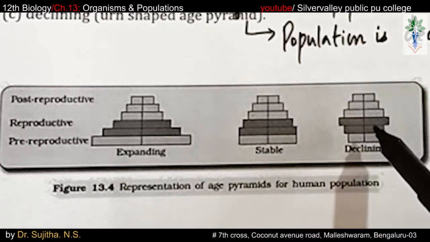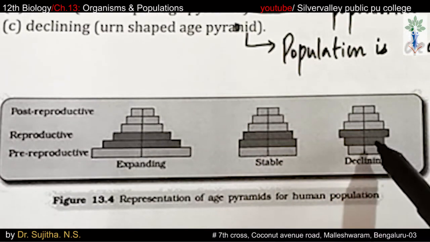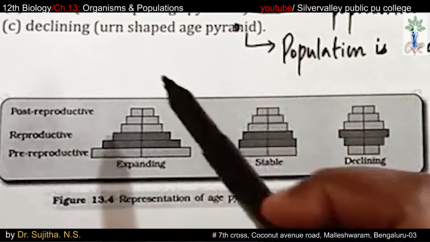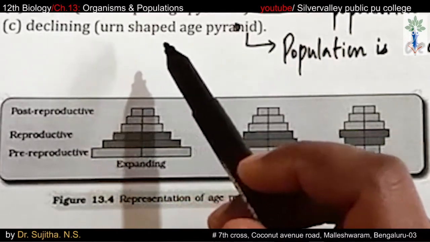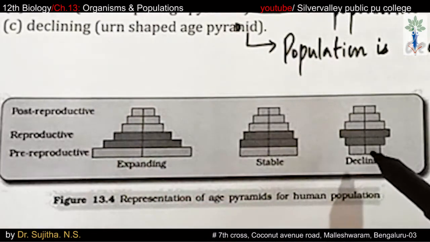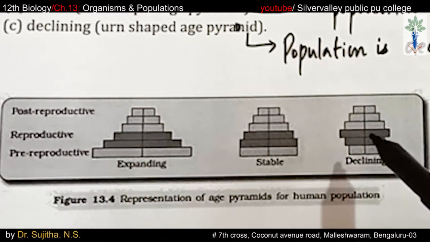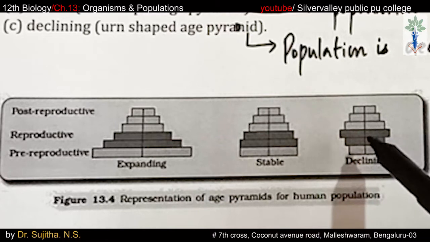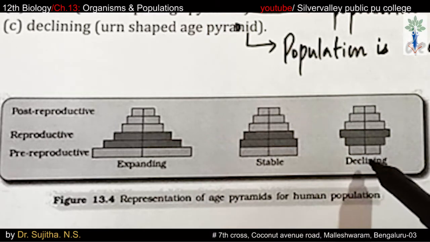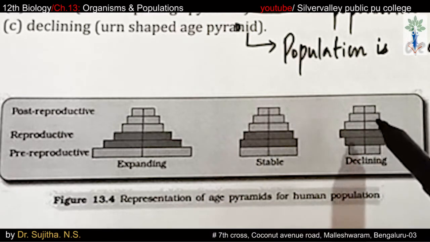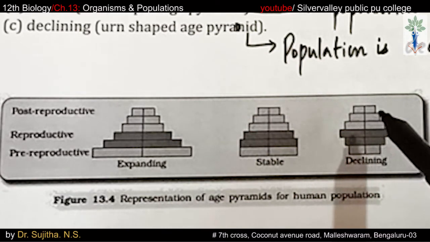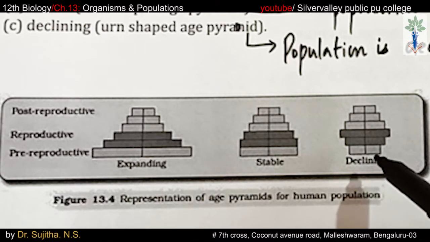The third one is the declining population, also called the urn-shaped age pyramid. Urn-shaped is also called vase-shaped age pyramid. Here the reproductive age group is higher when compared to the pre-reproductive age group, and the number of post-reproductive individuals is less in number. So it is a declining or diminishing population with a negative growth.